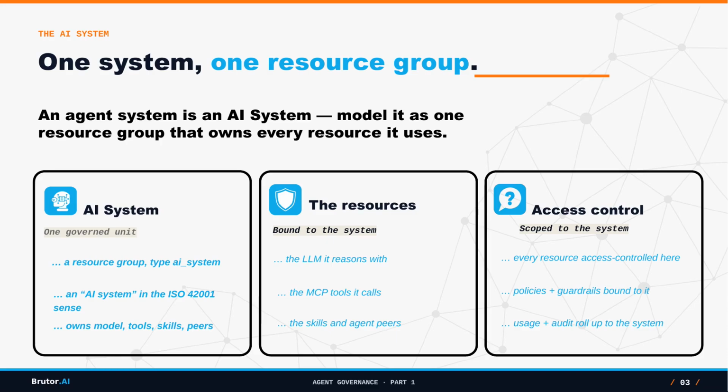An agent system is an AI system, a model plus tools plus autonomy, which is exactly what ISO 42001 means by an AI system. In Brutor, you model it as one resource group, type AI system, that owns the resources it uses: the LLM it reasons with, the MCP tools it calls, the skills, and the agent peers. And every one of those is access controlled to this one group. Its policies, its guardrails, and its usage all live here too.